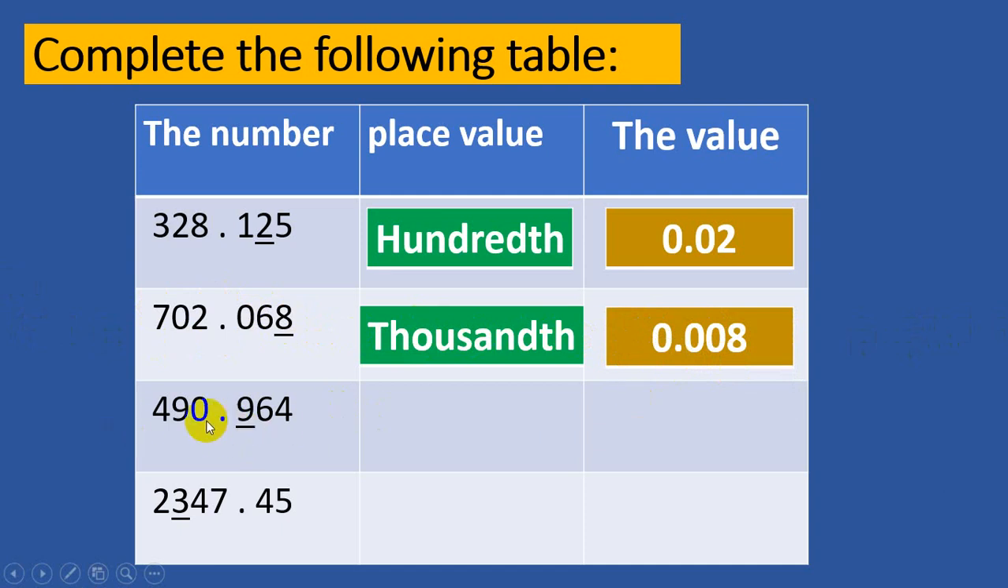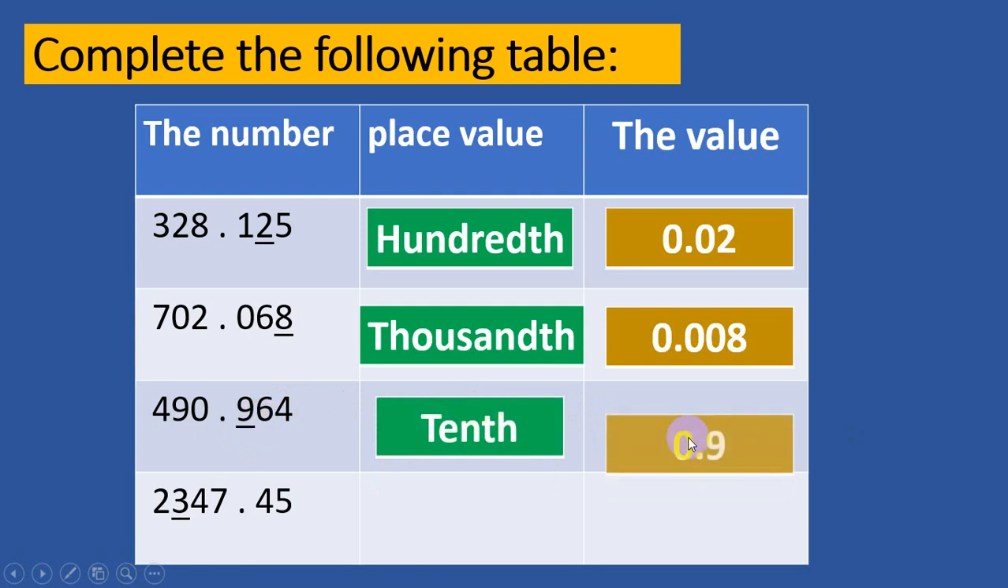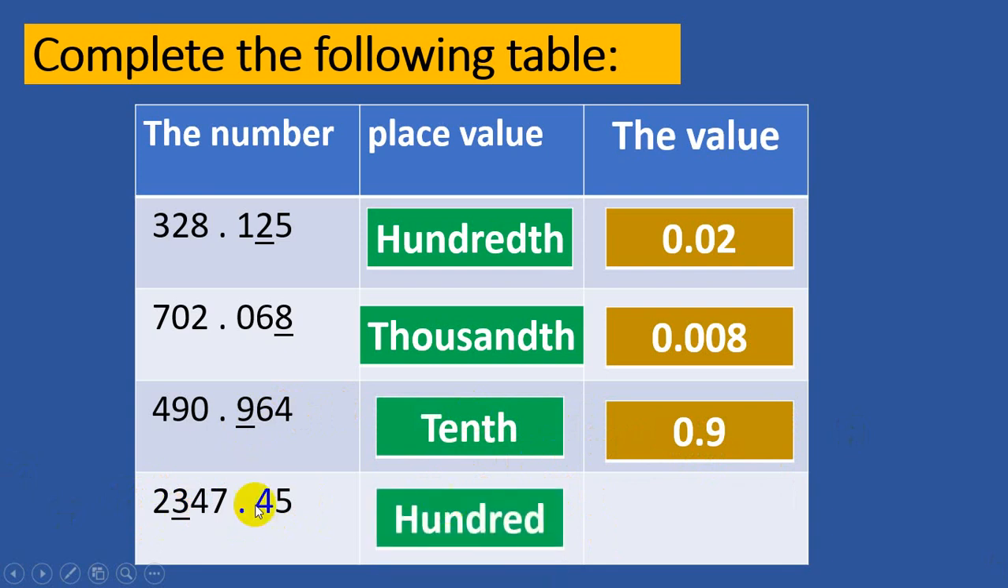Again, 490 and 964. The last place is thousandths. The underlined number is in the tenth place. Then I write 9, before 9 the decimal point and 0. Next, 2347 and 45. The place of number 3 is hundreds, and we write 3 and double 0. We cross out all the numbers after the decimal point.